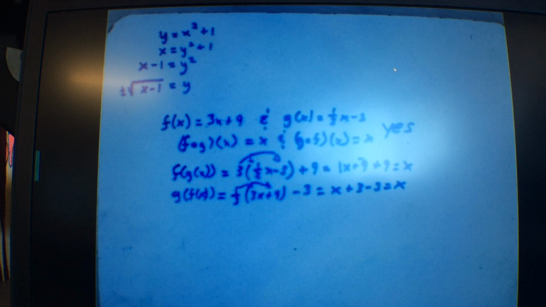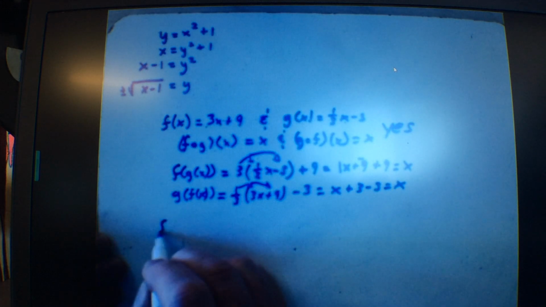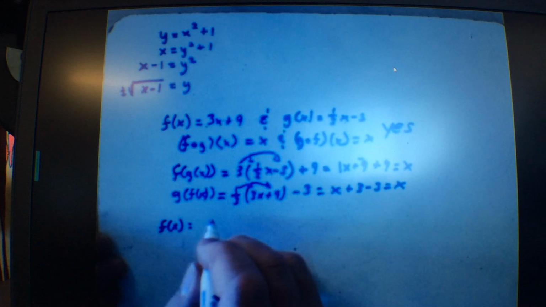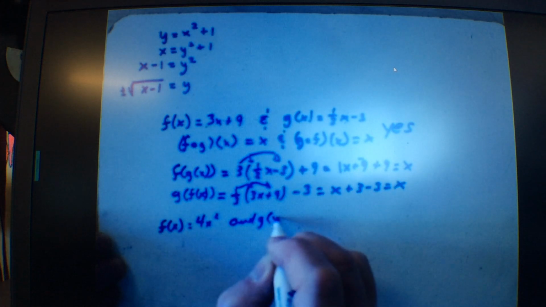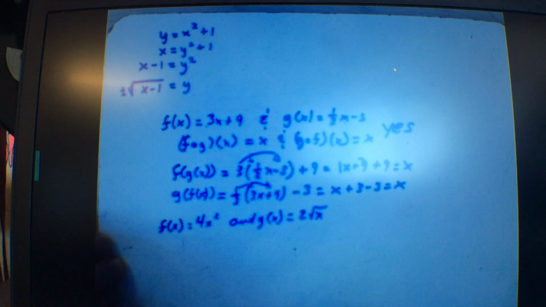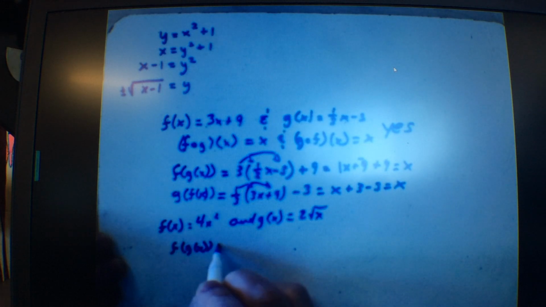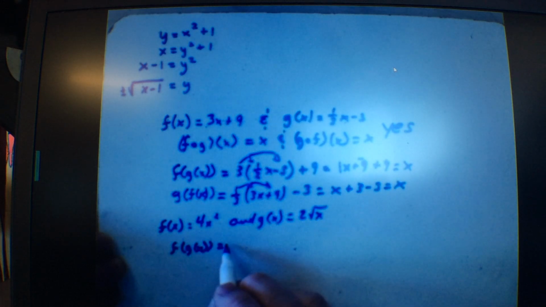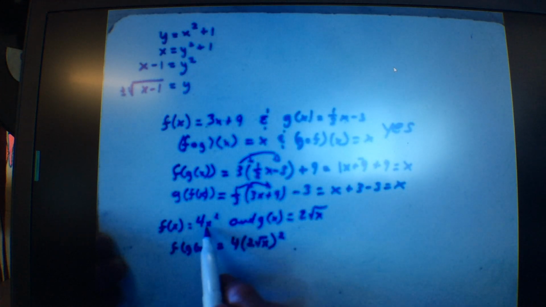Okay? Now I'm going to show you ones that are not. Let's say that f of x equals 4x squared, and g of x equals 2 square root x. Okay, if I find f of g of x, I put the x in the g, and so I put 4 times 2 square root x quantity squared. So I take all of this and put it in for that x.